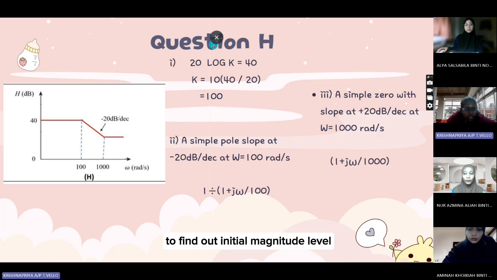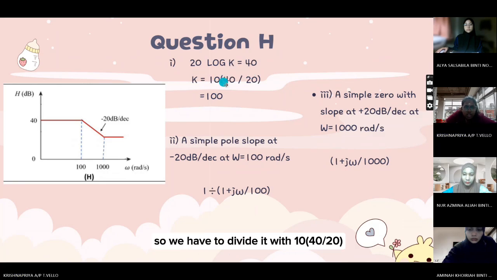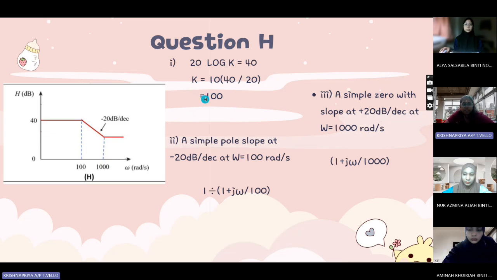You have to find out the initial magnitude level to find the constant K. So to find gain constant K, we have to use the calculation of 20 log K. Our 20 log K is 40. So we have to divide it into 10 bracket 40 over 20. So the constant K gain value is 100.